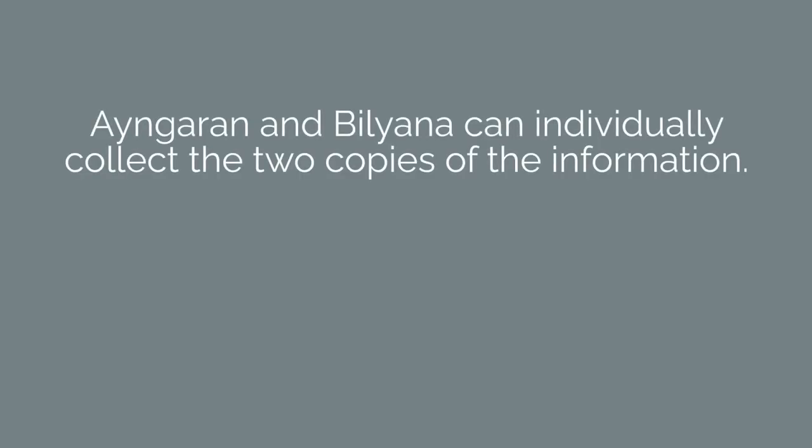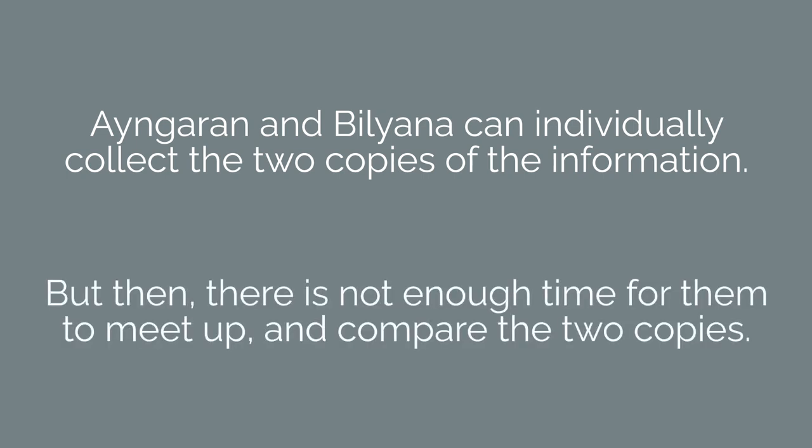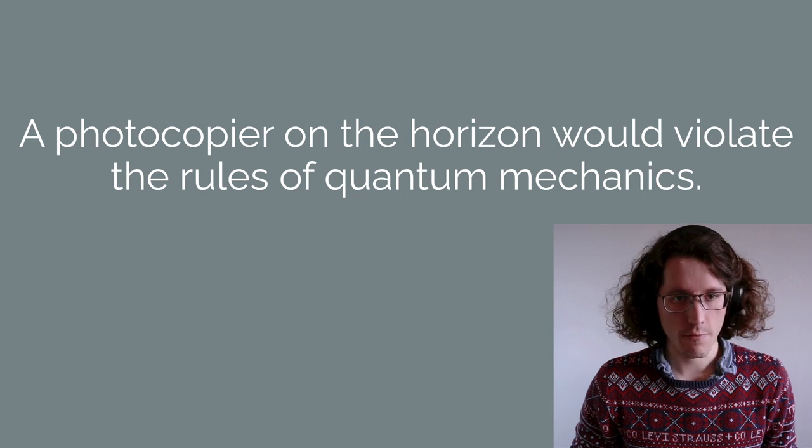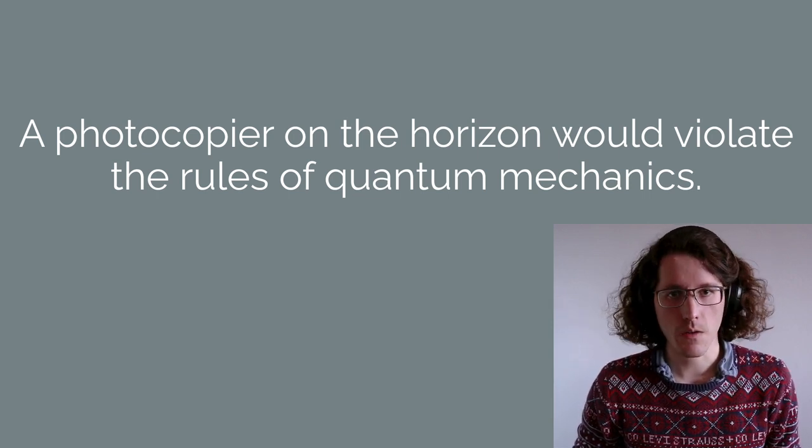The inevitable conclusion is that although Ayngaran and Bilyana can individually collect the two copies of the information, they cannot afterwards meet up, not outside of the black hole, and not inside of it either. This means that they're never able to compare the two copies, so they can't actually tell that there's a contradiction of the no-cloning theorem. So the situation is as follows. Any photocopier on the horizon which duplicates the information would break the rules of quantum mechanics. It would violate the no-cloning theorem.